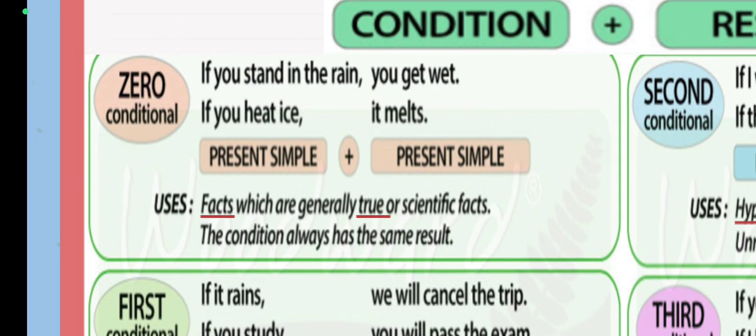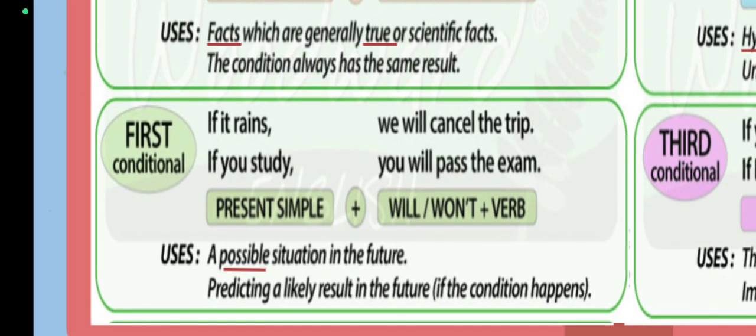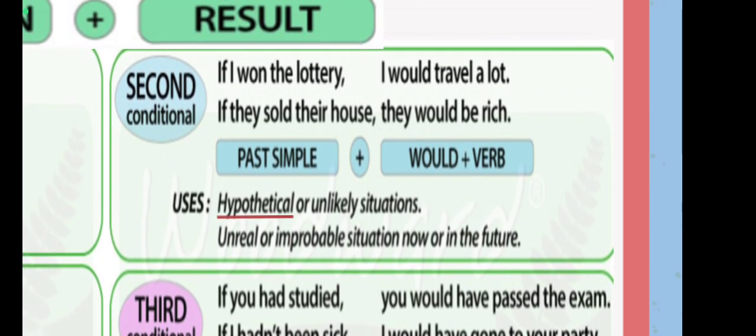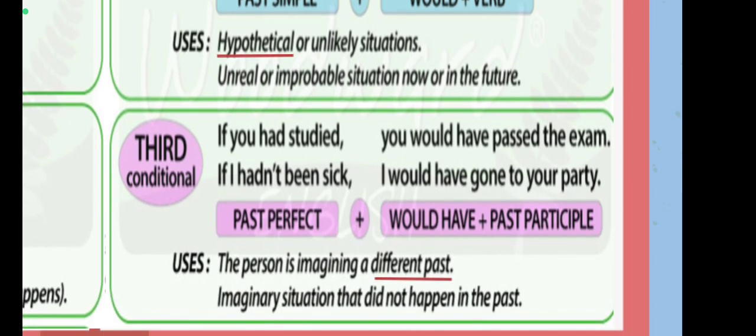If you stand in the rain, you get wet. If you hit ice, it melts. If it rains, we will cancel the trip. If you study, you will pass the exam. If I won the lottery, I will travel a lot. If they sold their house, they would be rich. If you had studied, you would have passed the exam. If I hadn't been sick, I would have gone to your party.